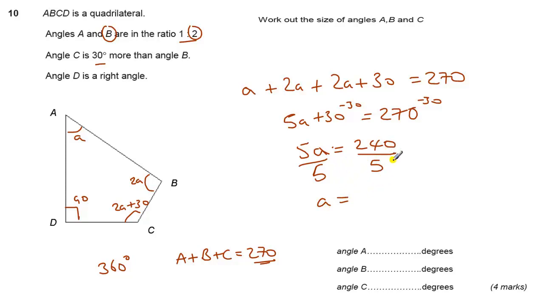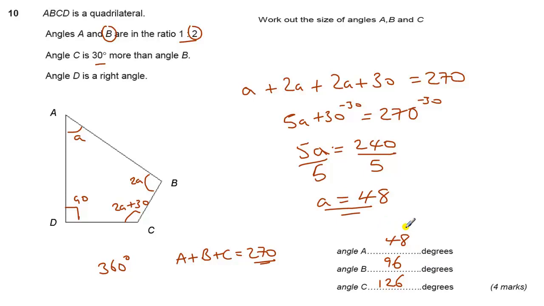A good way to divide by 5 with big numbers is to divide by 10 to get 24, and then double it because it's going to be twice as big. So that's 48. We could use the calculator. So A is 48, B is twice A, so it's going to be 96, and C is twice A plus 30, so that's 126.